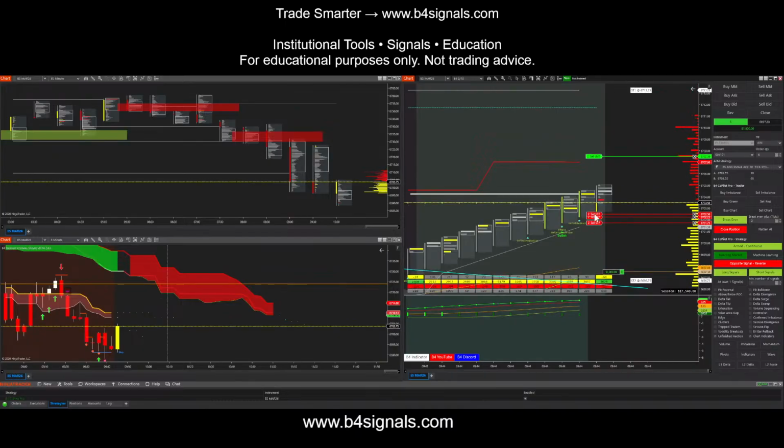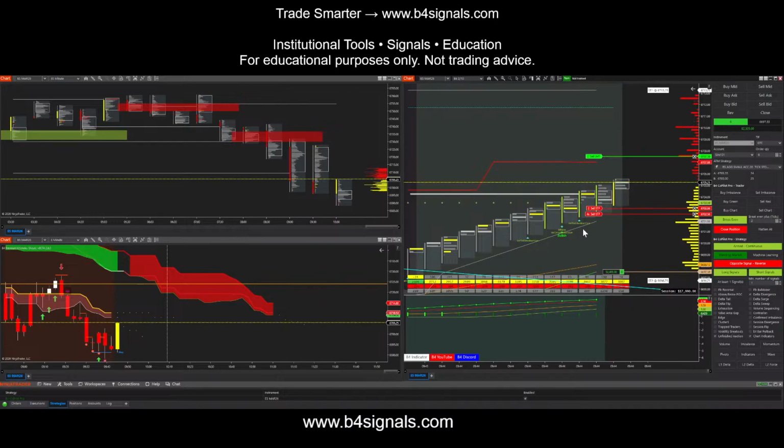The reason why I call those kiss dots, it's an Ichimoku strategy not many people know about.